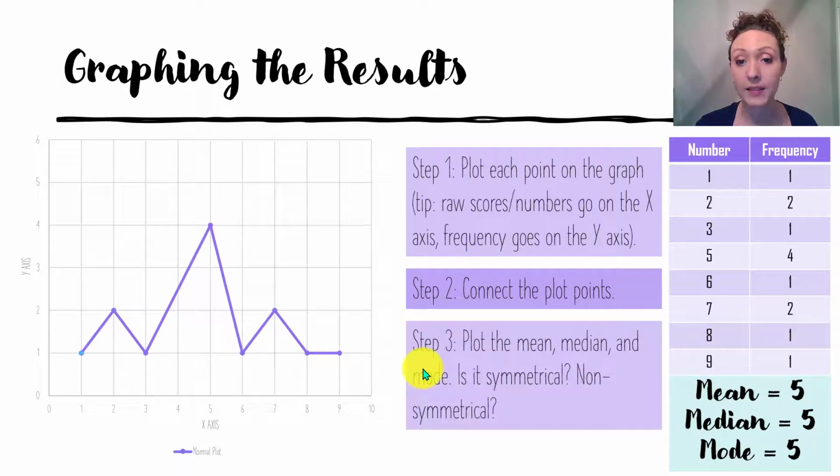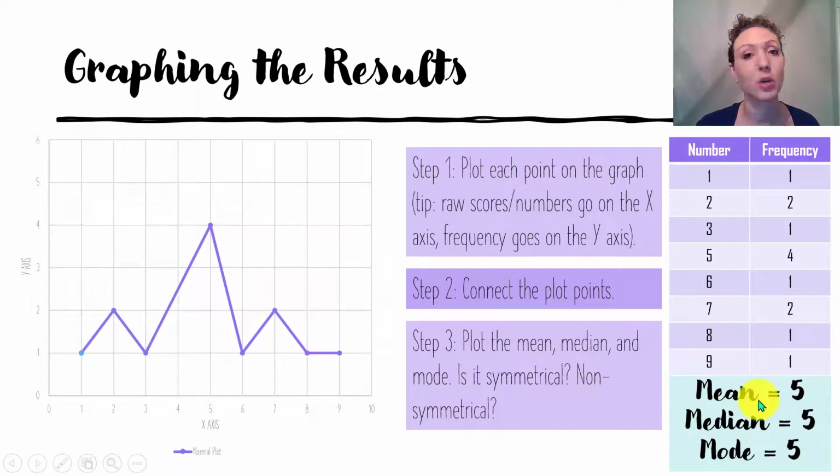So the last step is going to be to make note of the shape of our graph. Is it symmetrical? Is it non-symmetrical? And also to plot the mean, median, and mode. So let's start out with plotting the mean, median, and mode. For this example, the mean, median, and mode are all the same number. So when we plot the mean, median, and mode, it's going to be one line on our graph. However, that is not always the case.